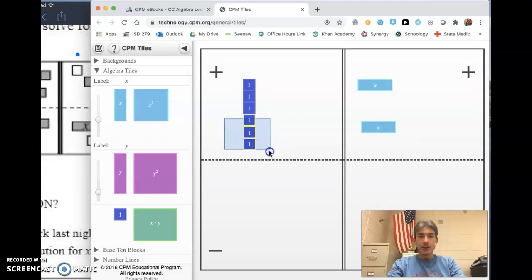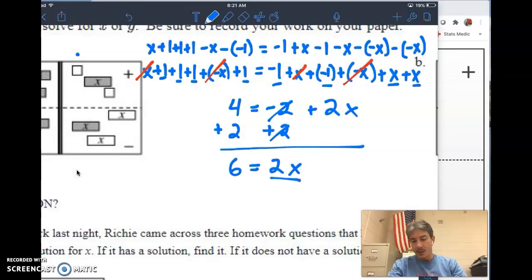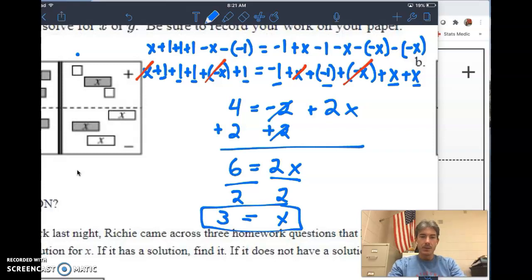I'm going to do that division by 2. I'm going to organize these into 2 sets of tiles, and you're going to see what some of us suspected already, right? I had 2x over here. I cut it up into 2 rows. I split what I had over here. I had 6. I cut it up into 2 groups of 3, and that division by 2 looks like this. Okay, and there's my solution, ladies and gentlemen.